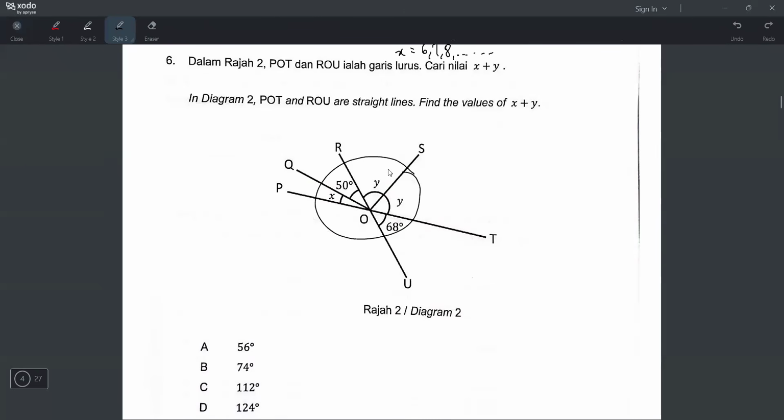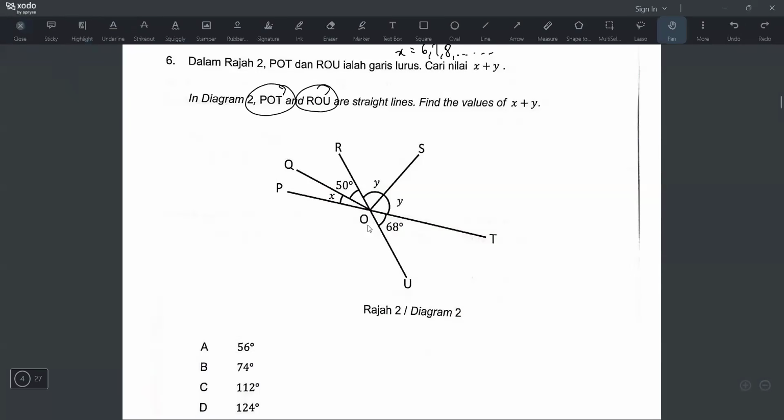Okay, number 6. Just looking at this diagram, I already know this is a lower form question. Lower form means the Form 1, Form 2, Form 3 questions. In Diagram 2, POT and ROU are straight lines. I'm going to highlight them because there are so many lines, it's confusing. So I'm going to highlight the POT line, which is this line right here.